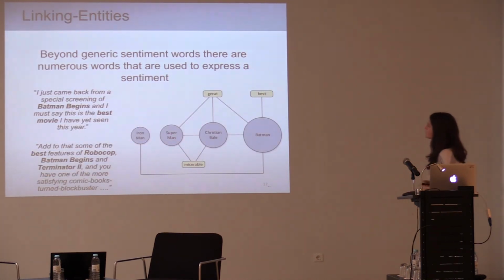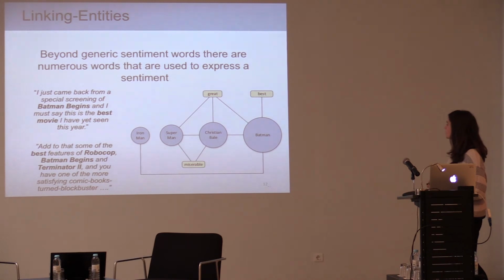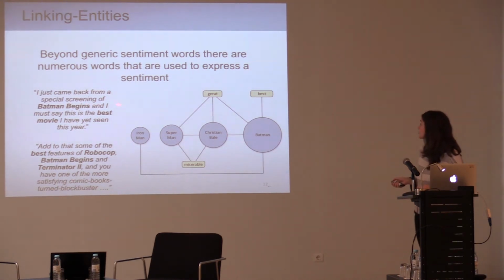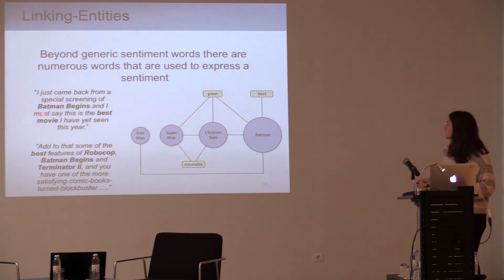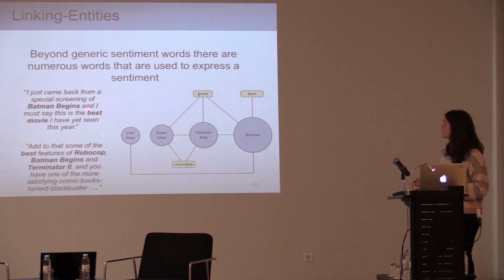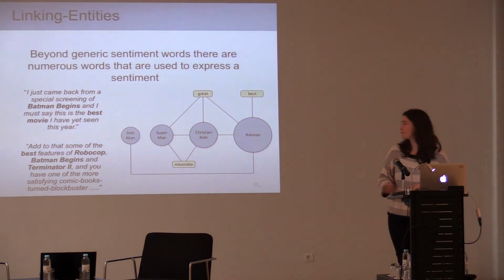So how can we link the entities? Here I have two examples of sentences used by users. In the first one, the user says, "I just came back from a special screening of Batman Begins, and I must say this is the best movie I have yet seen this year." So here we have the entity, which is the movie title Batman Begins, and the sentiment word best, which has an influence towards its reputation.